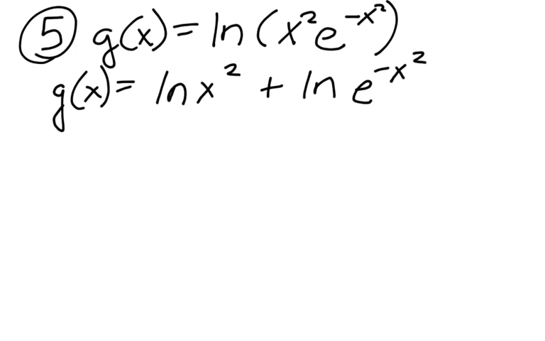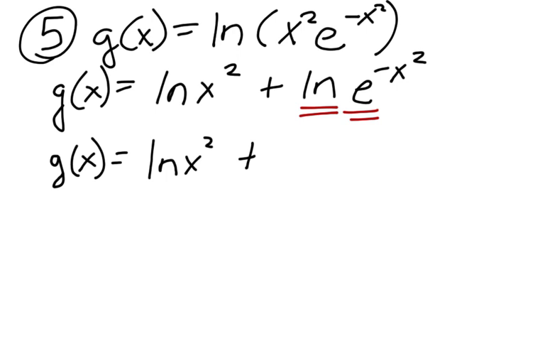Now, this can be simplified a little further. The base on this log is e, and the base on this power is e. So if you'll remember from Algebra 2, you can simplify that to just negative x squared, because the natural log base e and the base e undo each other and result in just the power that's on the e, because they're inverse operations of each other.